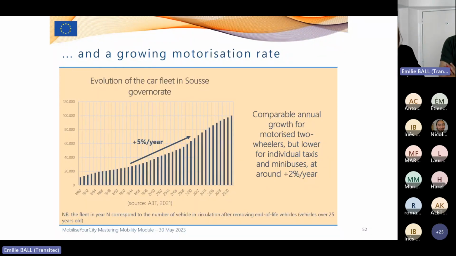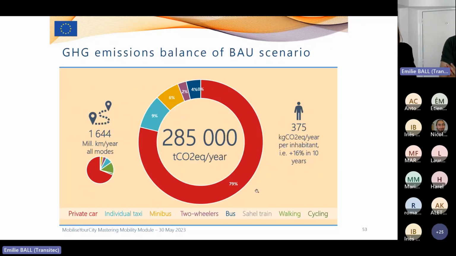We also had a comparable growth for motorized two-wheelers, and for individual taxis and minibuses, the rates were a little lower at around 2%, but they are also increasing. So those parameters have, of course, an impact on the greenhouse gases emission produced. We are reaching almost 300,000 tons of CO2 equivalent produced per year. We also have an increase when we look at the greenhouse gases emission produced per person. The car contributes to almost 80% of the greenhouse gases emission, while it contributed 75% in 2020.